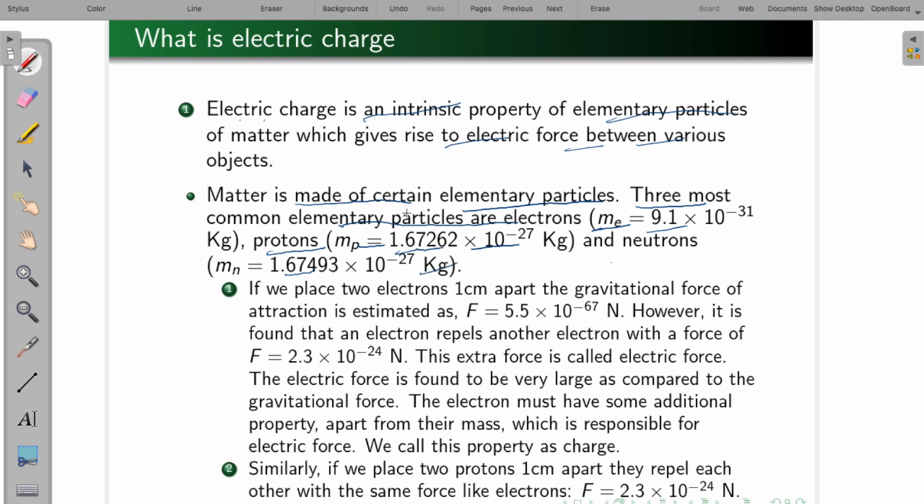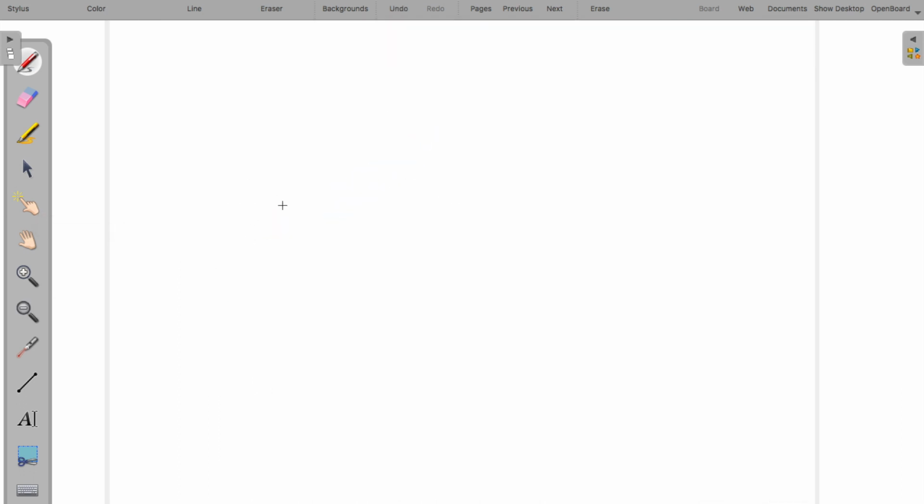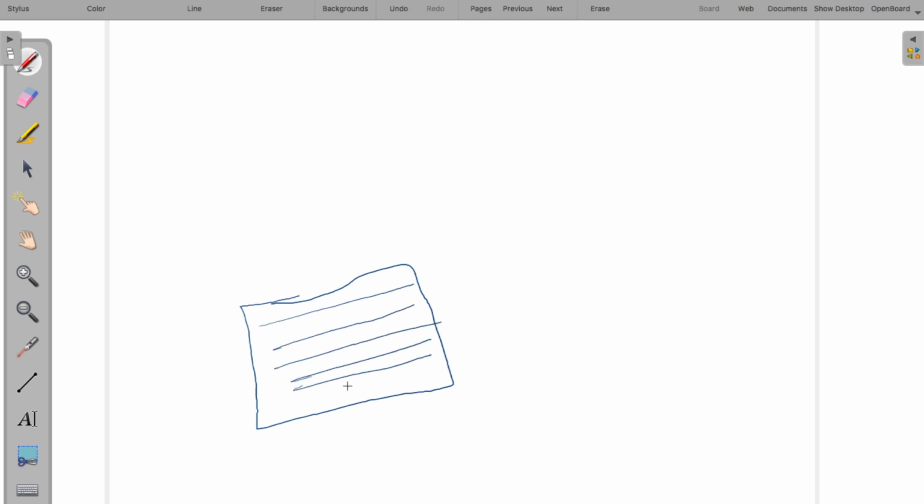So what are the intrinsic properties of these elementary particles? So here we are going to discuss some basic concepts of the elementary particles. Suppose we have a block of matter. What is this matter made of? What are the constituents of this matter? Some atoms. This matter consists of millions and millions of atoms.